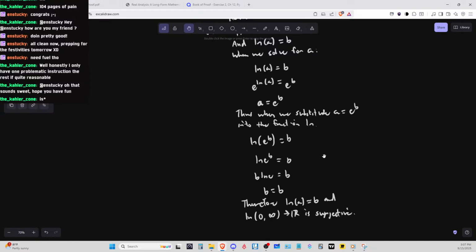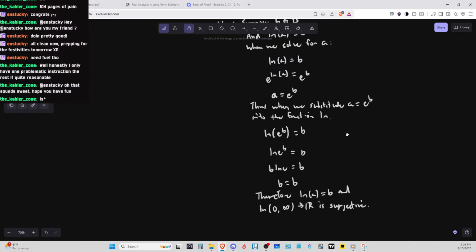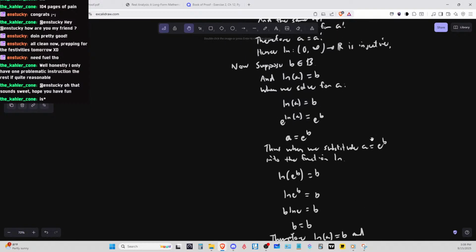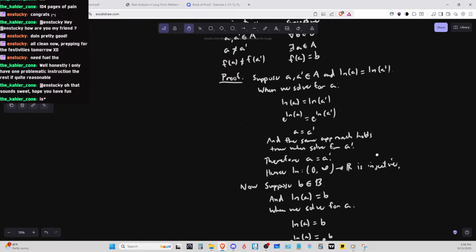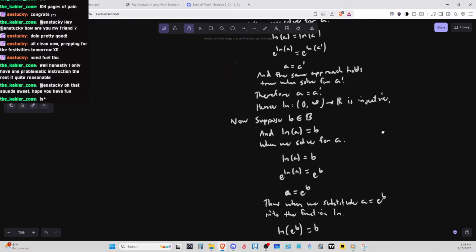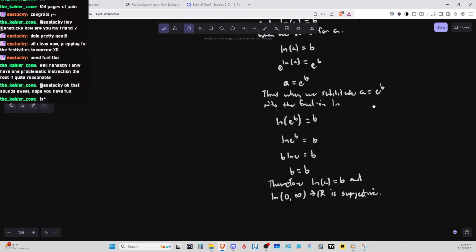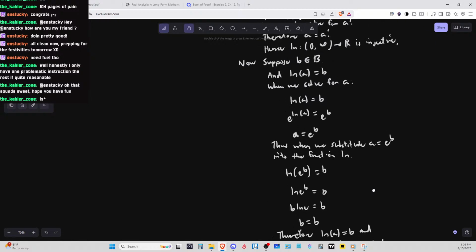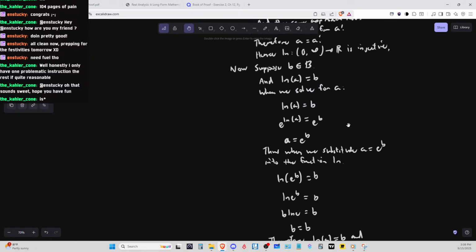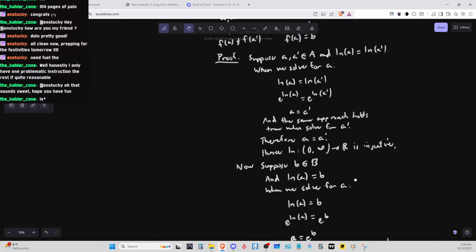Let's see. Honestly, I only have one problematic instruction. The rest was pretty reasonable. Oh, that's good. So I guess this is considered redundant. I did it because I felt like, I want to show what I know, but at the same time, maybe it is redundant. That's what I worry about when writing proofs: I want to show that it's all clear, but which parts are considered explanation and which parts are just straightforwardly obvious that you don't need to put them in there.